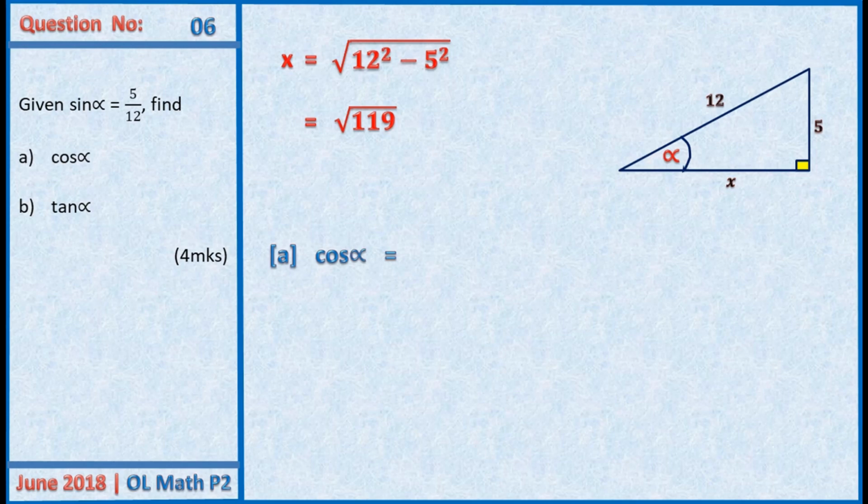So the adjacent here is our x, which is square root of 119 divided by hypotenuse, which is 12. And tan alpha will be equal to opposite over adjacent. Our opposite is 5 and our adjacent is x. So we have 5 on root 119.